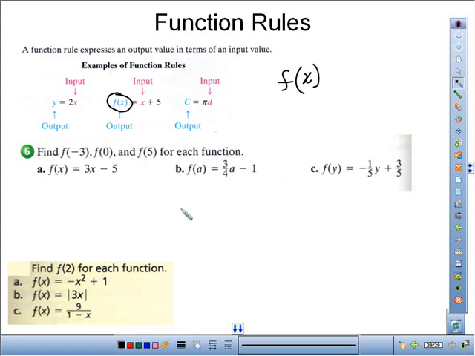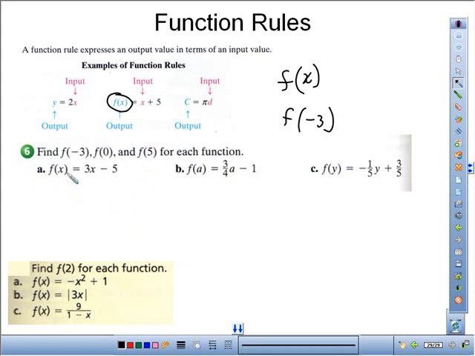Now let's take a look at some examples. Down here, you're given a function. Now they want you to evaluate the function for f of negative 3. If you have something written like this, that's how it's read: f of negative 3. It doesn't mean f equals negative 3 or f times negative 3. That's incorrect. It's read f of negative 3. So they want you to evaluate it for f of negative 3, f of 0, and f of 5 for each function. I'll do the first one, and I think you guys will get the point.